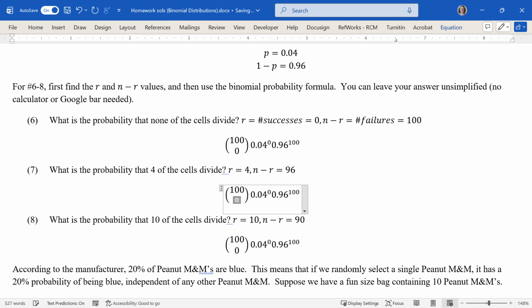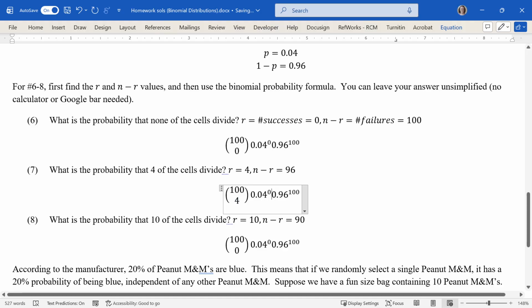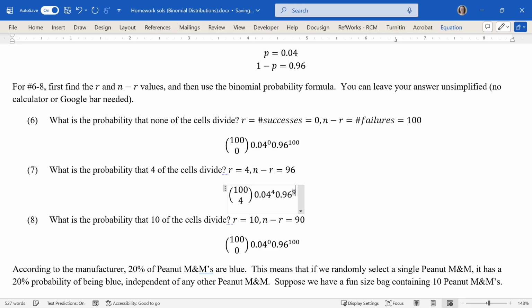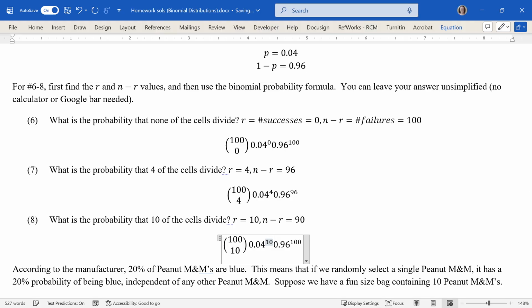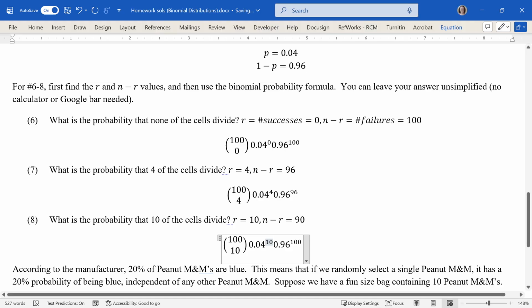Anyway, so I'm going to change this number to 4. This one changes to 4. And this one changes to 96. And then down here, this is going to be 10. And this will be 10. And this will be 90.